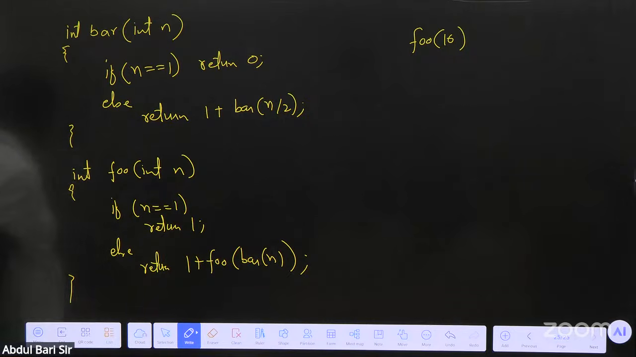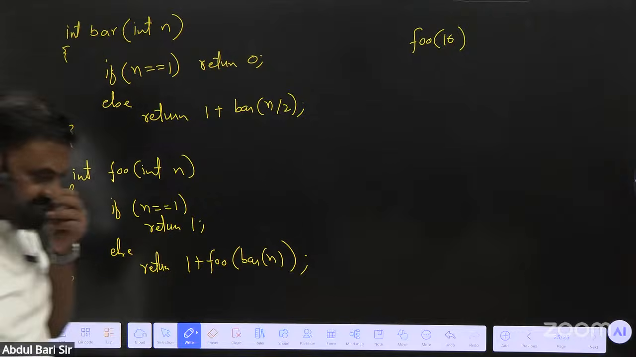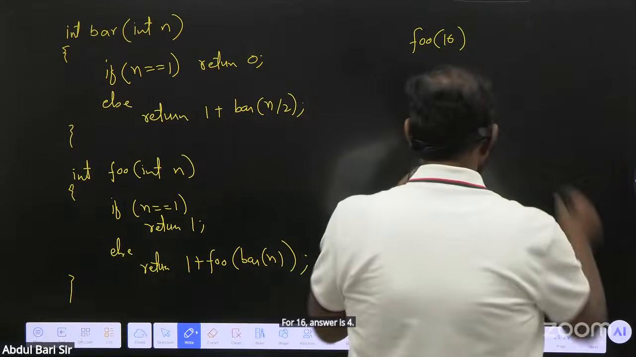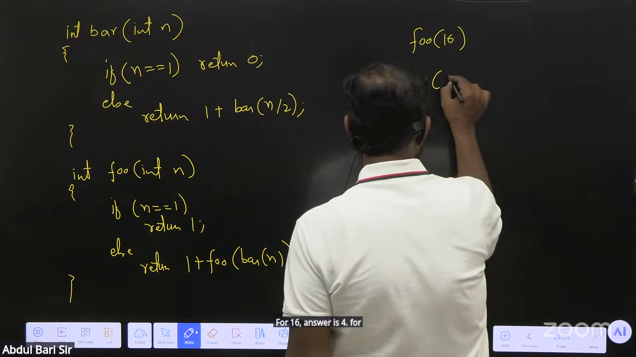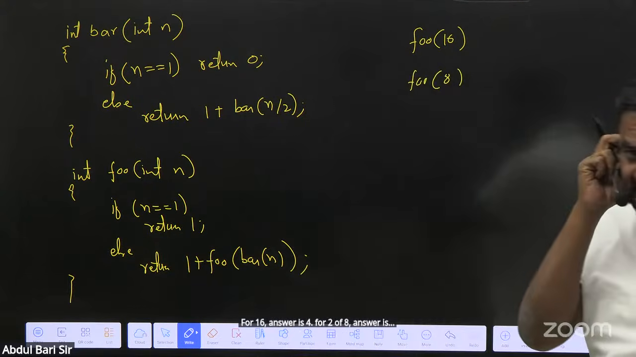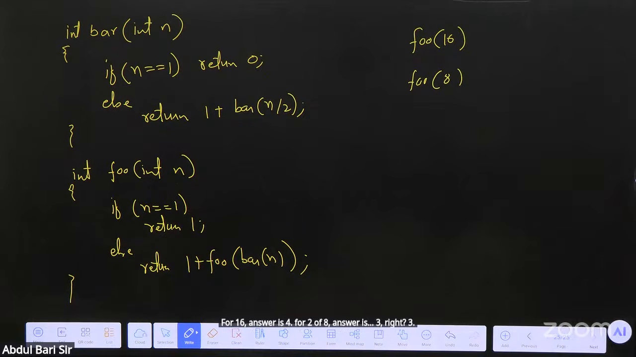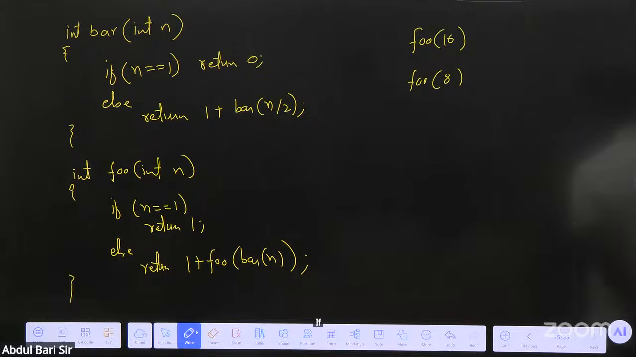Four, right? Four. For eight, you have the answer if you have traced it. For 16, the answer is 4. For foo of 8, the answer is 3, right? 3. If you have already got it, all of you got it, then I'll give the exact GATE question.